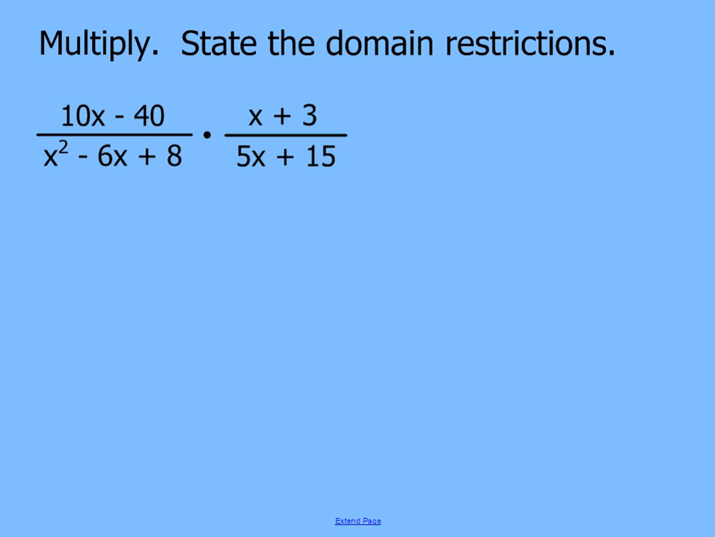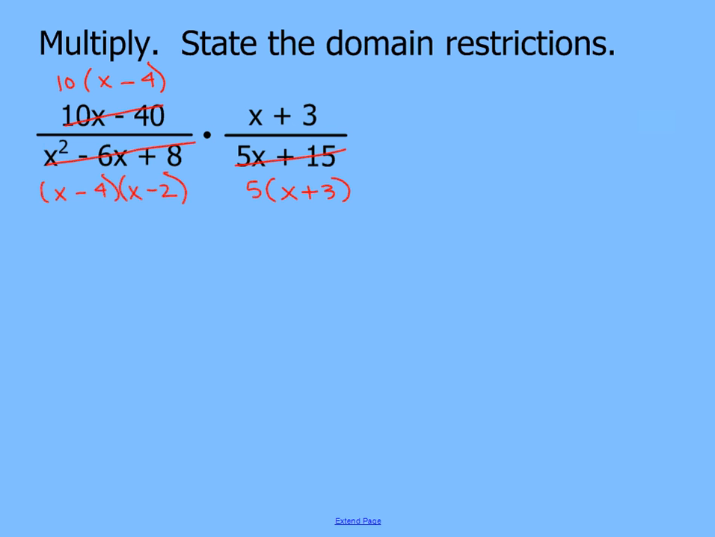Alright, so your first step was to factor everything that factors. So if I factor out a 10, I would have gotten 10 and then x minus 4. This one doesn't factor. This one is going to factor into x minus 4 times x minus 2. And then this one I can factor out a 5, and that would leave me with x plus 3. So I've gotten rid of all of these. I've replaced them all by factoring them.